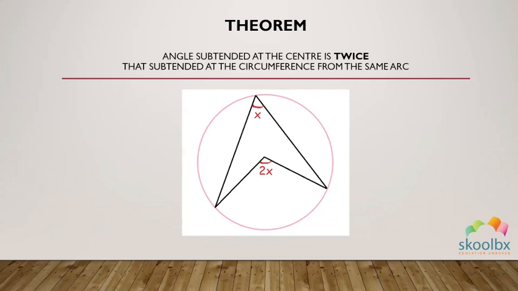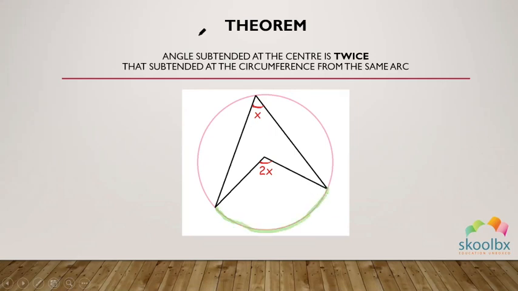So this is the one that we talked about. Angle subtended at the center is twice that subtended at the circumference from the same arc. So the arc here in question is what you need to look at and memorize. That's where a lot of children get it wrong. This is the arc.